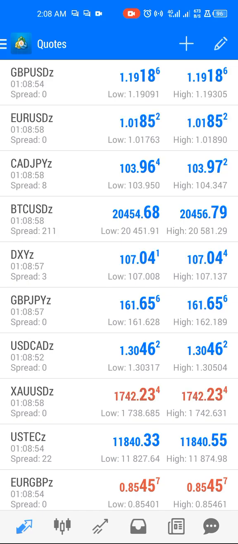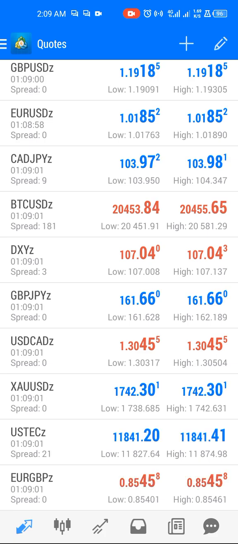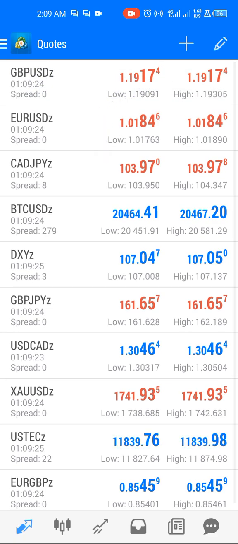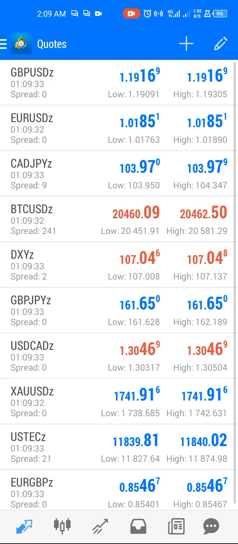All right, so this quote screen now shows all the currency pairs, their bid price, their ask price. Then you see where they write low and high. That low and high is the low of the day, that is the lowest price on that particular day, and then the high is the highest price on that particular day. So let's say for GBP USD, for example, the low of today, this is 2 a.m., the low since the market opened today is 1.19091, while the highest price that's gone to today is 1.19305.